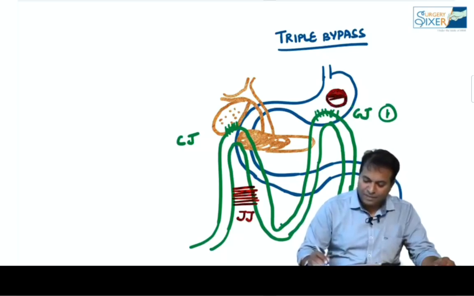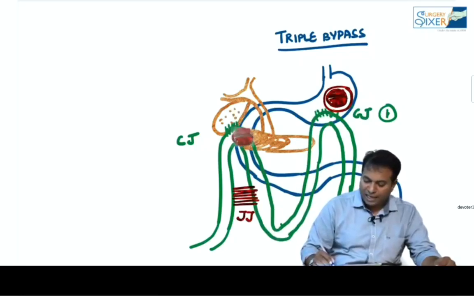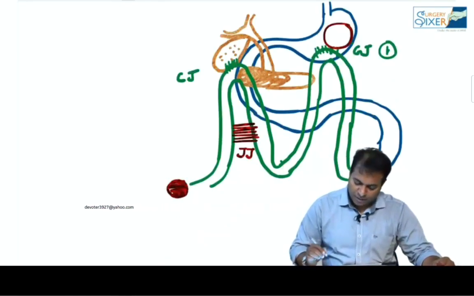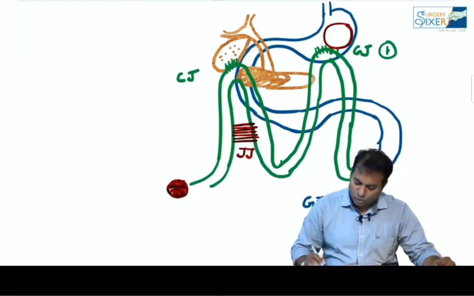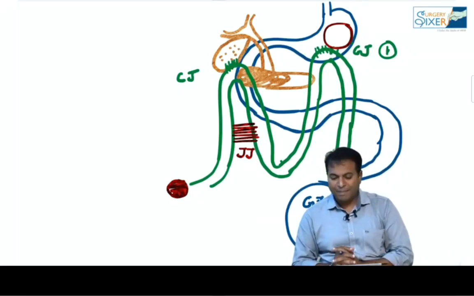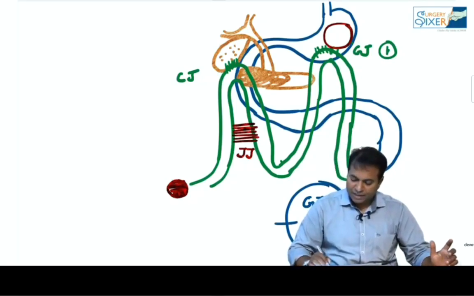Otherwise what will happen? If I am eating an idli, this idli will travel like this, and it will unwantedly go to the gallbladder. To prevent it going to the gallbladder, I will make it go like this. That is the third anastomosis, jejunojejunostomy. So the operations done in triple bypass are GJ, cholecystojejunostomy, and JJ. These are the triple bypass operations done for inoperable pancreatic cancers, to palliate GOO and to palliate jaundice.